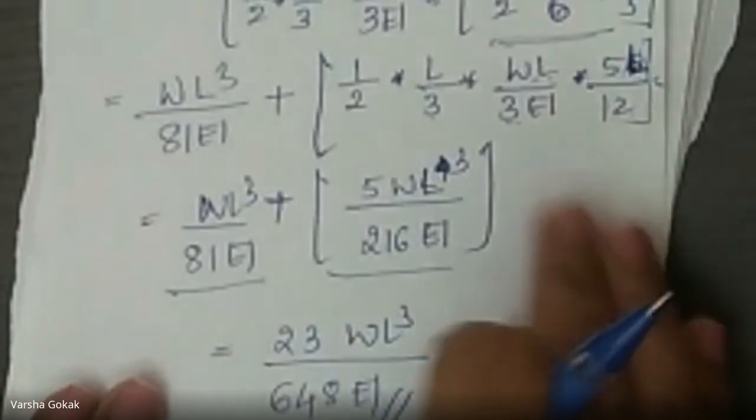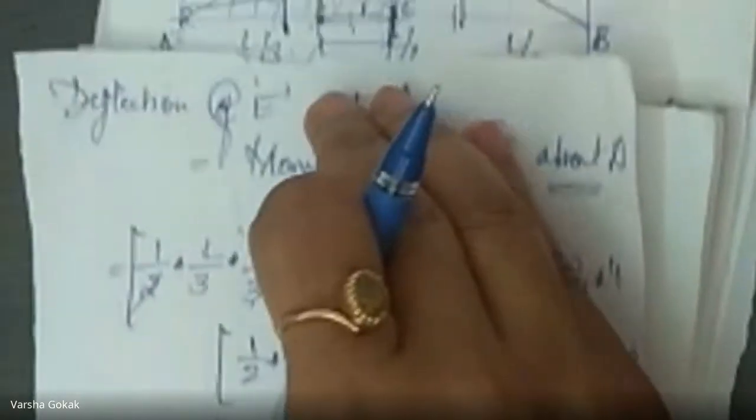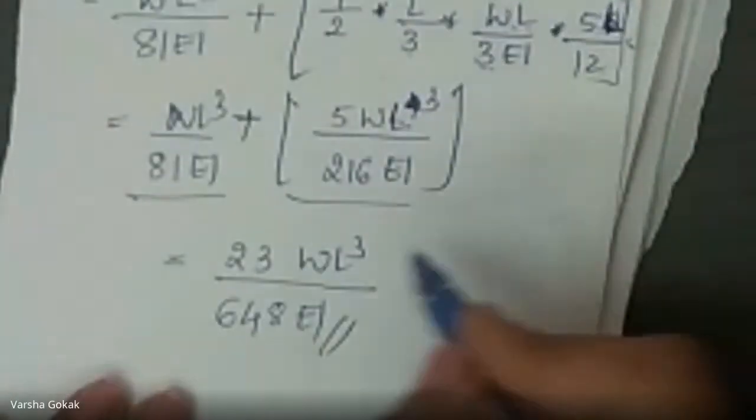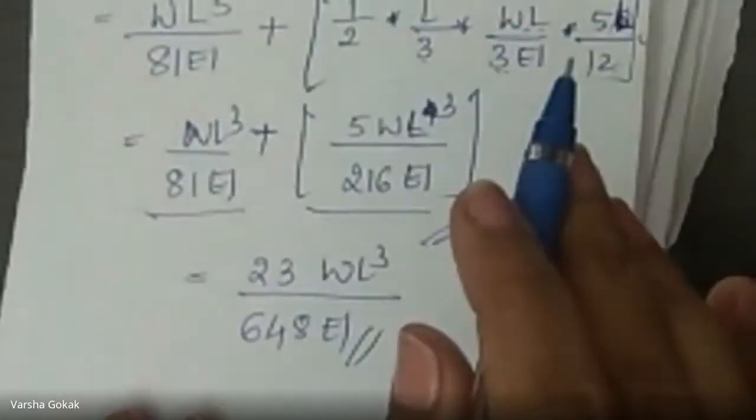This is a generalized case. There is no distance mentioned; it is in terms of W and L. So it's okay if you keep it at this stage also, but the calculation has to be right. Clear? This was the deflection at point E, that is midpoint, with respect to point A. Clear? Any doubts with this?